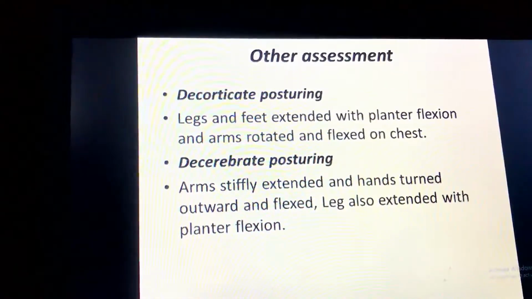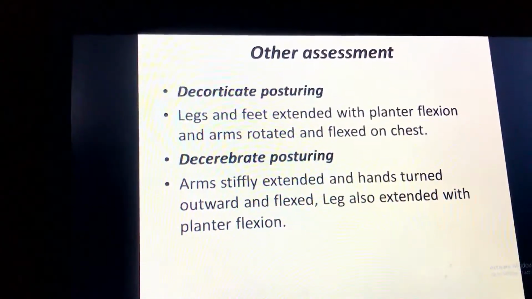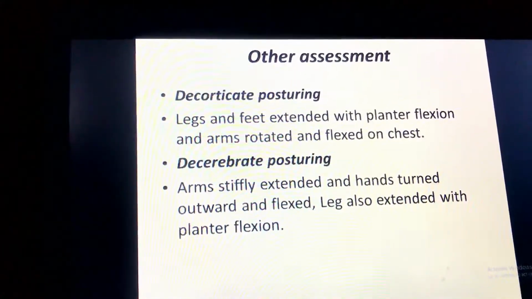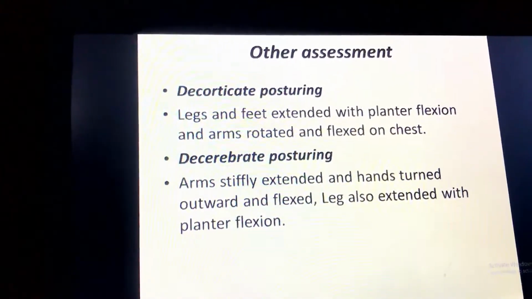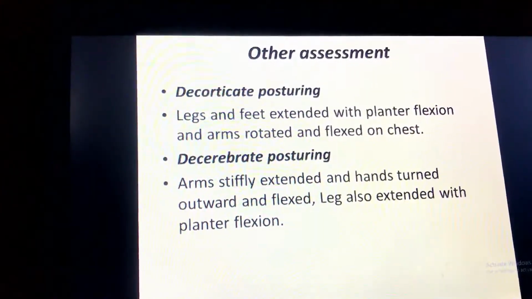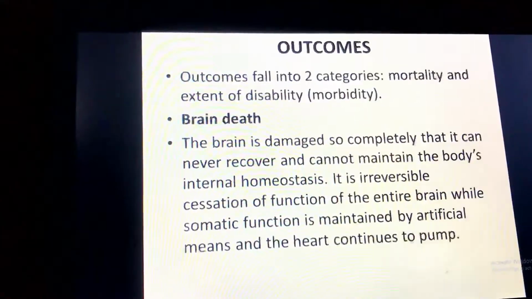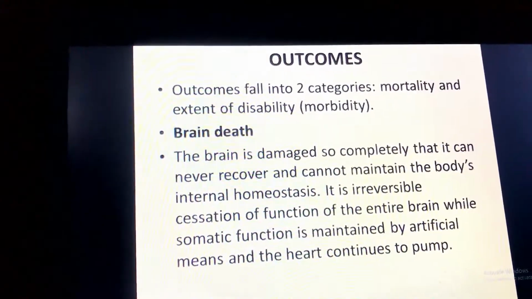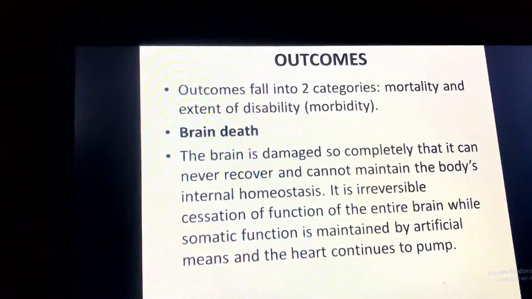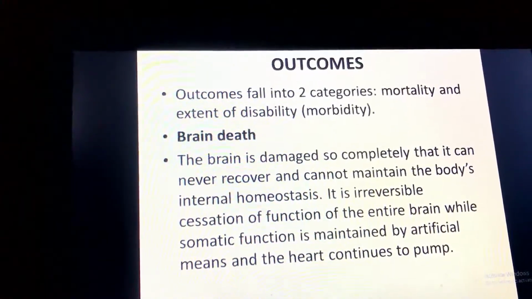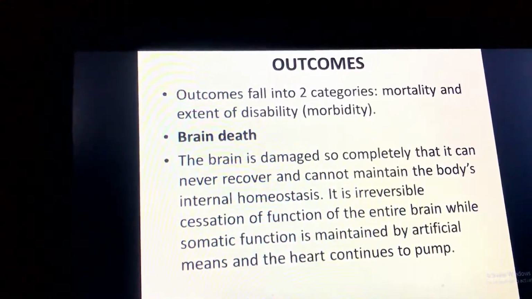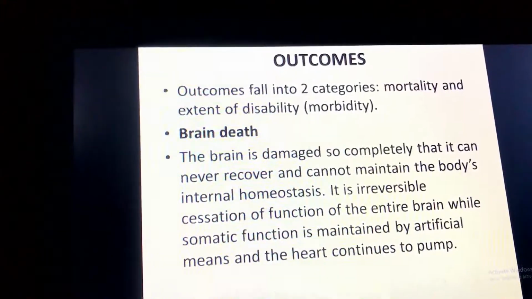While decerebrate posturing, arms are stiffly extended and hands turned outward and flexed. Legs are also extended with plantar flexion. The outcome falls into two categories: mortality, and the extent of disability or morbidity.